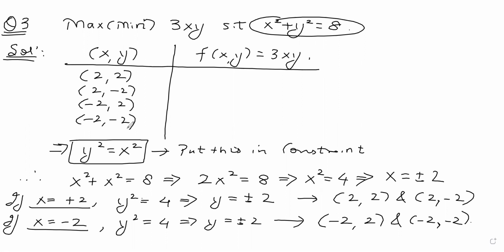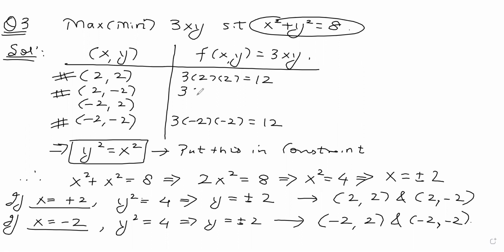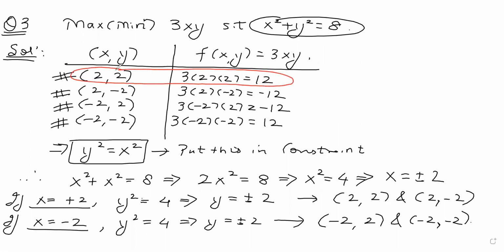All students can see, if I put 2 comma 2, I get 3 into 2 into 2, which is 12. And if I put minus 2 comma minus 2, then also I get the same value of f of xy, which is 12. If I put 2 comma minus 2, I get 3 into 2 into minus 2, which is minus 12. If I put minus 2 comma 2, I get 3 into minus 2 into 2, which is minus 12. Clearly, all students can see that the function has a maxima at 2 comma 2 and minus 2 comma minus 2.